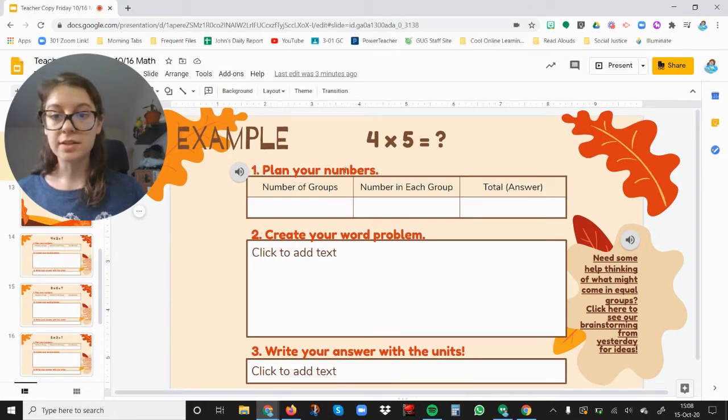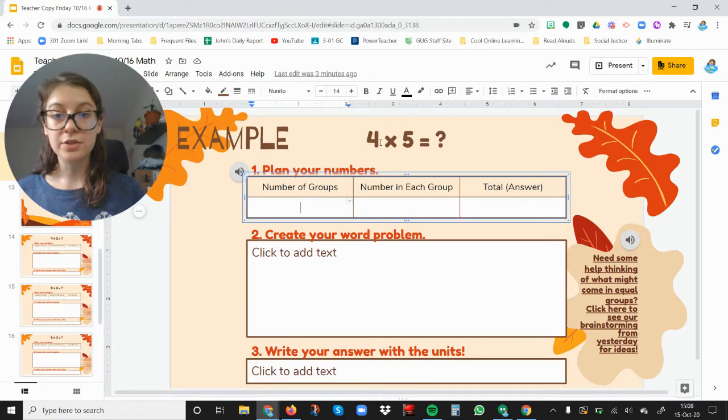And step 1 is to plan your numbers. So I need to figure out my number of groups. That's going to be my first number, my first factor. So that is 4. Then I need to figure out the number in each group. That's going to be my second number, or my second factor, which is 5. 4 and 5 are my factors here because these are the two numbers that show the number of groups and the number in each group. They're the numbers we're multiplying.